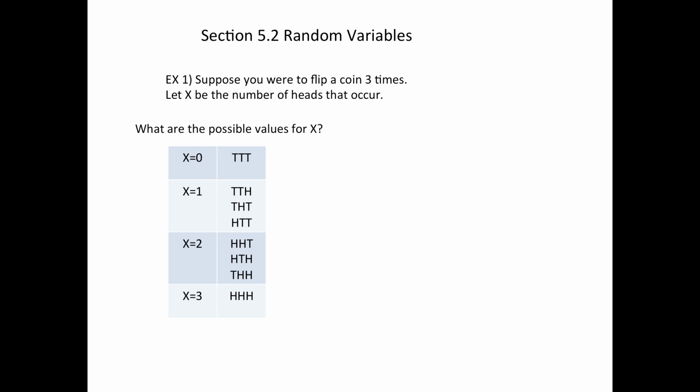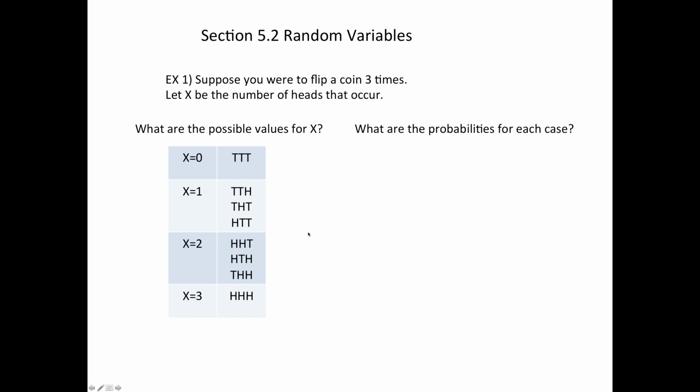So x could equal 0, so there are no heads. X could equal 1, so it could be the last one, the middle one, or the first one, etc. So these are all 8 outcomes that I was talking about. So x could equal 0, 1, 2, or all 3 could be heads.